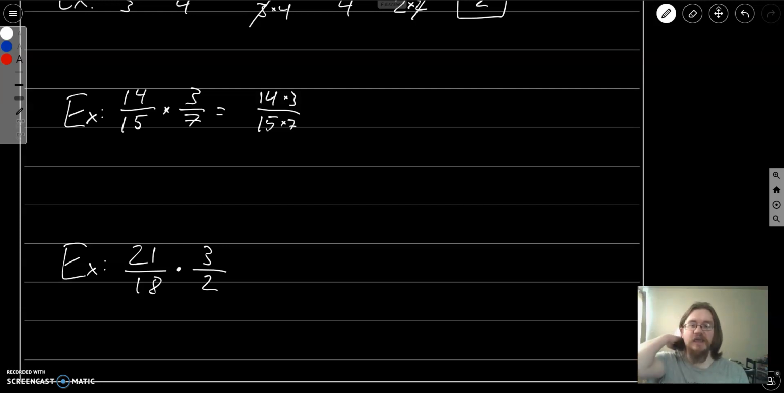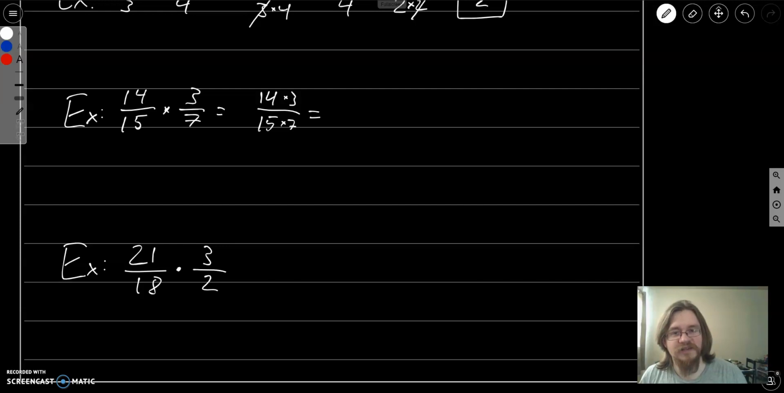And again, I could multiply 14 times 3 and write it down. I could multiply 15 times 7 and write it down. I'm not going to, because it's going to be a little bit easier to cancel, to reduce, if the numbers are pulled apart. So up top we've got 14 and 3, on the bottom we've got 15 and 7.